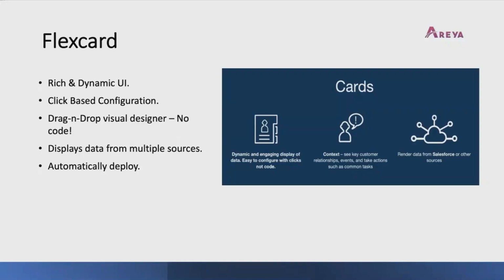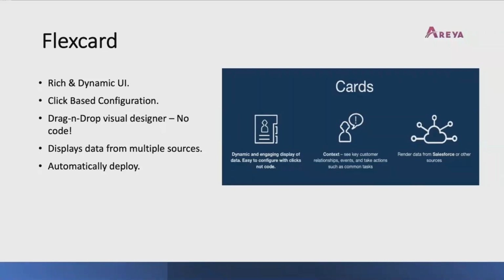We just need to select that and drag and drop on the console, and we can show the data on the flex card. Flex cards are just used for displaying the data. We cannot take input from the flex cards. And it can display data from multiple sources, so not only Salesforce data, but it shows data from other sources, which we can get from the APIs.